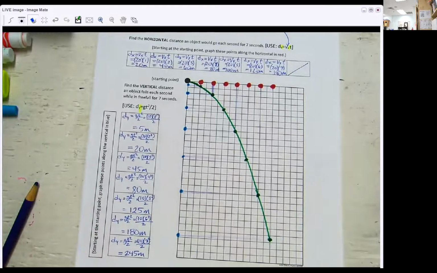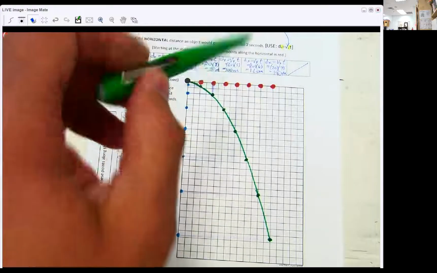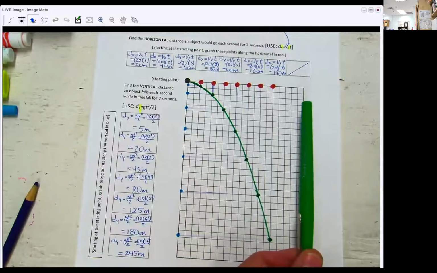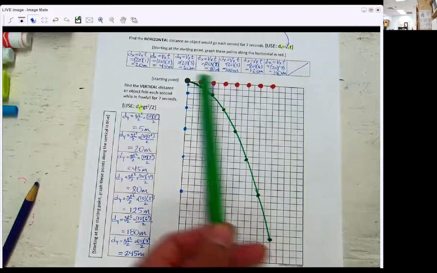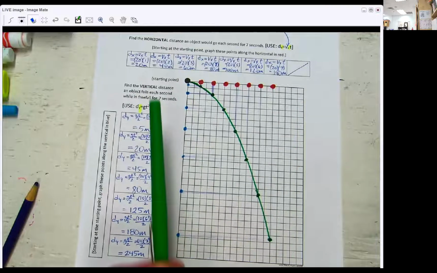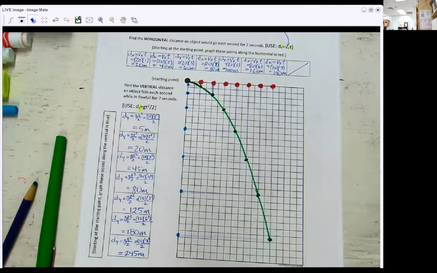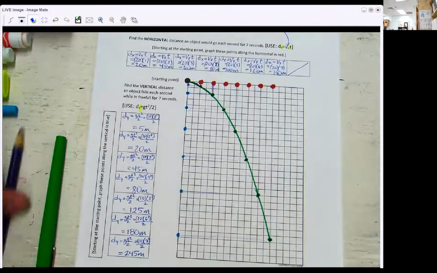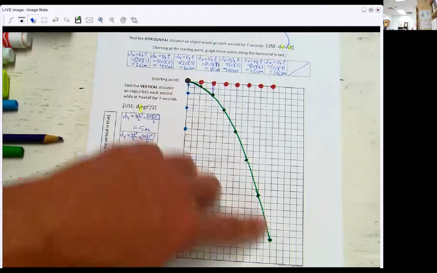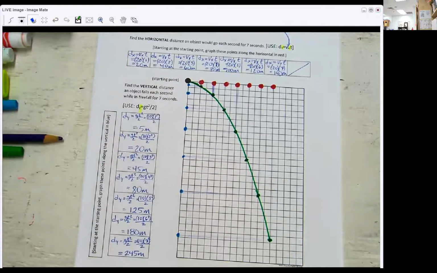So the actual path of a projectile would look something like this. It's not just the horizontal, and it's not just the vertical. It's that combination of the two. That's why we say it has vertical components and horizontal components, because it's doing both at the same time. This curved path is called something specifically.